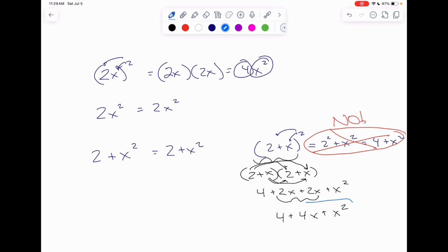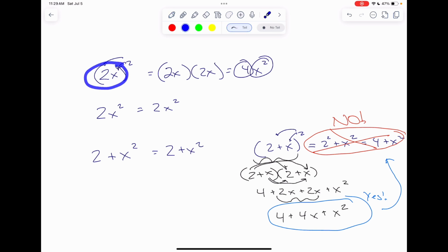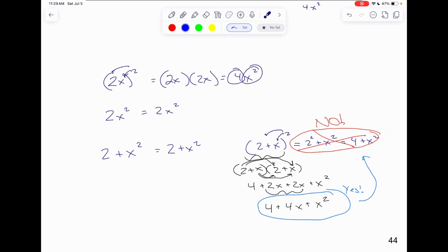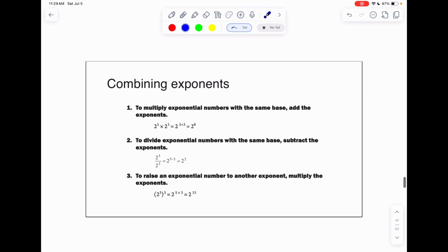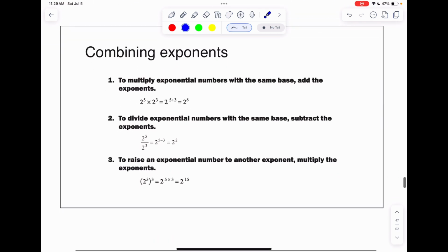This is what we want. This is yes. And you can see that that's different from this guy up here. So remember, if it's a monomial, you can absolutely give the exponents to both of the parts. If it's a polynomial, make sure you FOIL it out. Very important to remember.